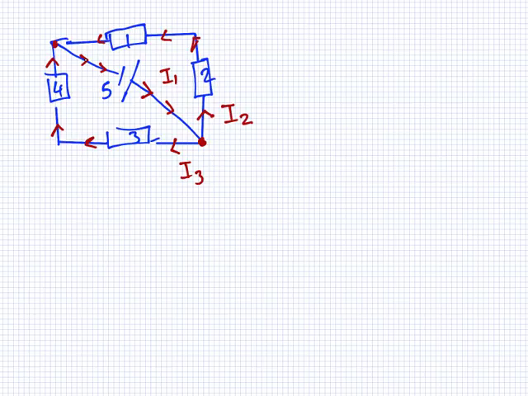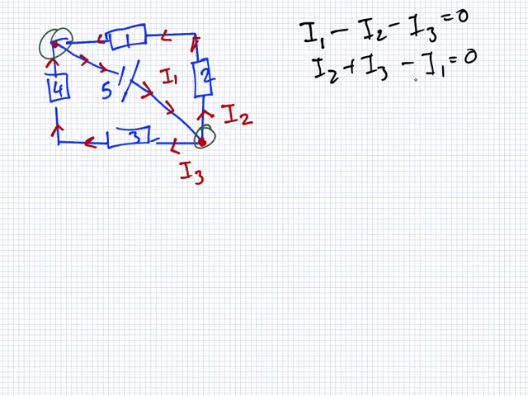We have two junctions, here and here. If we use the junction rule here, we get I1 goes in, and what goes out? I2 and I3. If we use the junction law here, what goes in? I2 and I3. And out? I1. You realize that this is the same equation. That is why I was saying often you need the junction rule only once. So this is no good to us because we have it already here.